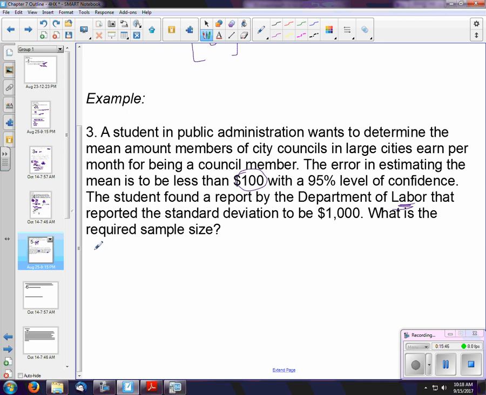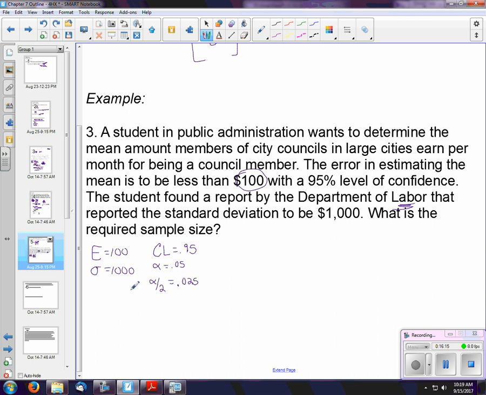So what do we know? We don't know what n is, that's what we have to find, but we have to estimate within $100 means our margin of error is 100. We know that the standard deviation is $1,000, and we want to be 95% confident, so 0.95, which means alpha is 0.05, and alpha over 2, right, so we're dividing there, is 0.025.